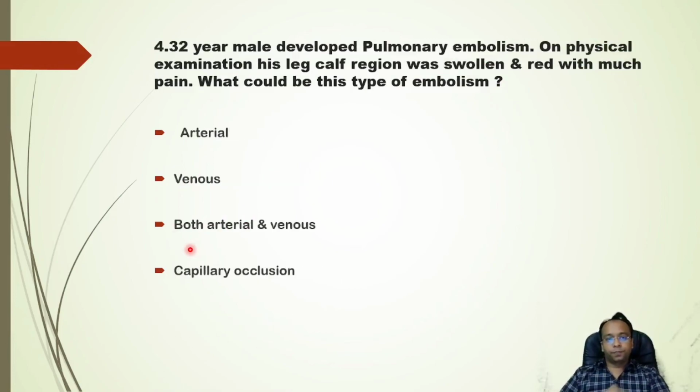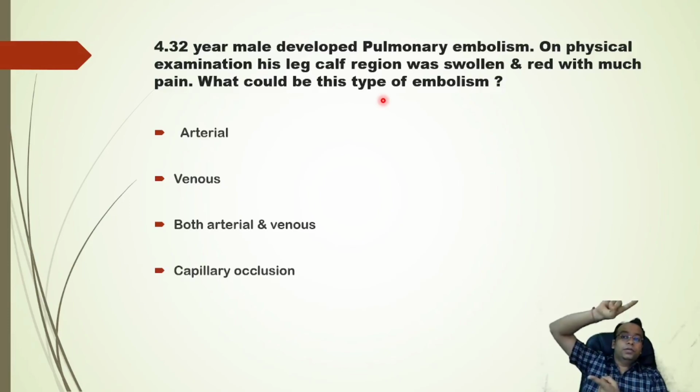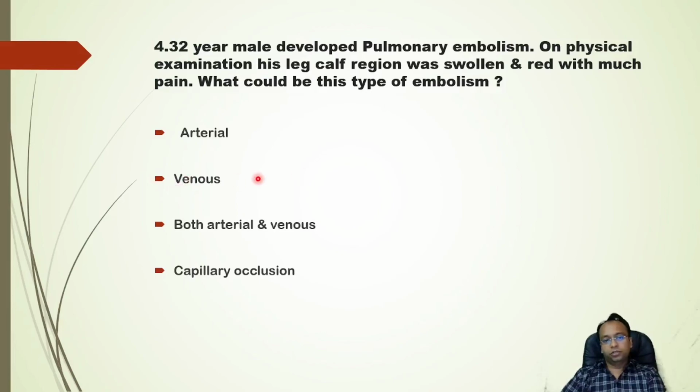Leiden mutation. Case type of MCQ: a 32-year-old male developed pulmonary embolism. On physical examination, the leg calf region is swollen and red with much pain. What could be the type of embolism? So as we have discussed, it's a thrombus in a deep leg vein. That's why the calf region is red and swollen, and it can travel to the pulmonary circulation and lead to pulmonary embolism. So the answer is venous thrombus, right? The thrombus is in the deep leg vein, right? It is not an arterial thrombus. Remember that pulmonary embolism is an example of venous thrombosis.